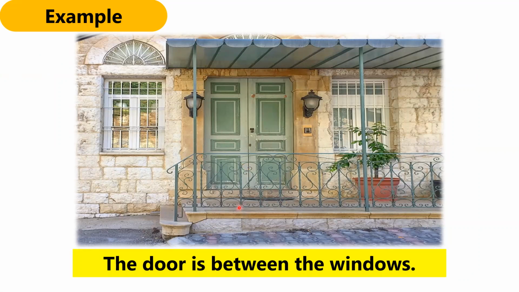Let us see an example. The door is between the windows. Once again we will read this sentence. The door is between the windows.